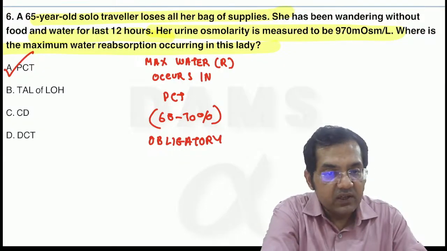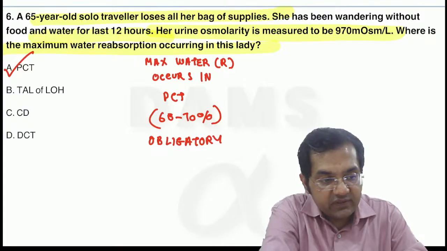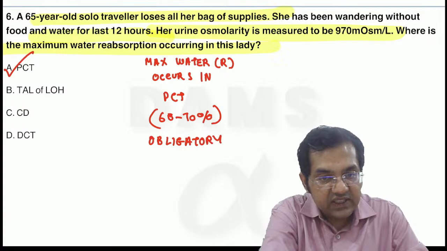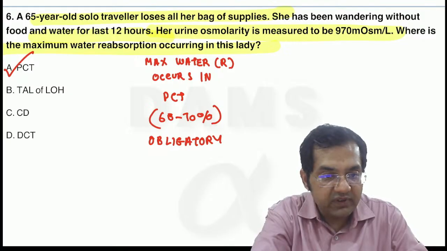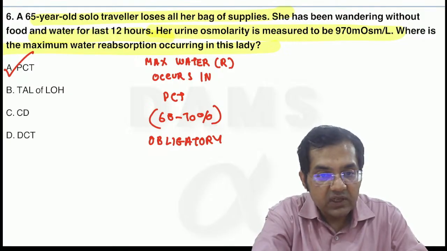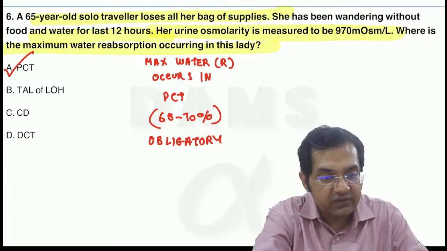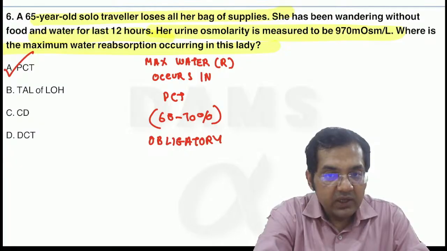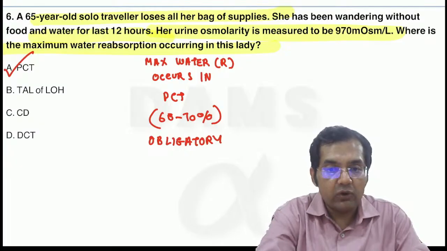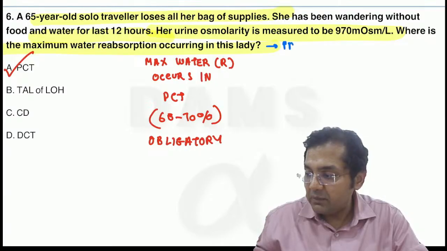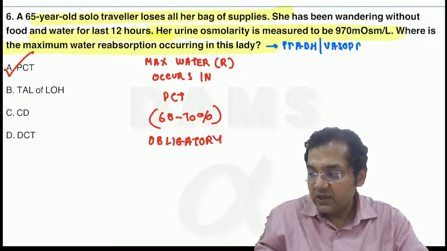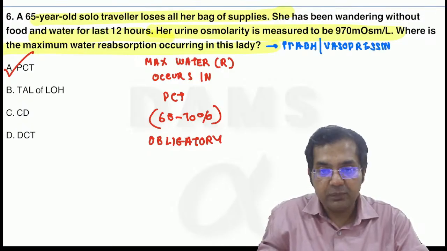Now a student says, sir, can the answer be collecting duct? The answer is yes, if I change the stem of the question. Instead of asking where is the maximum water reabsorption occurring in this lady, I change the question and ask you, in this lady, a hormone is released from the posterior pituitary. What is the primary site of action of this hormone? If I ask you like that, then please remember, in this lady there will be excessive release of ADH or vasopressin, and the primary site of action of vasopressin is the collecting duct, right?